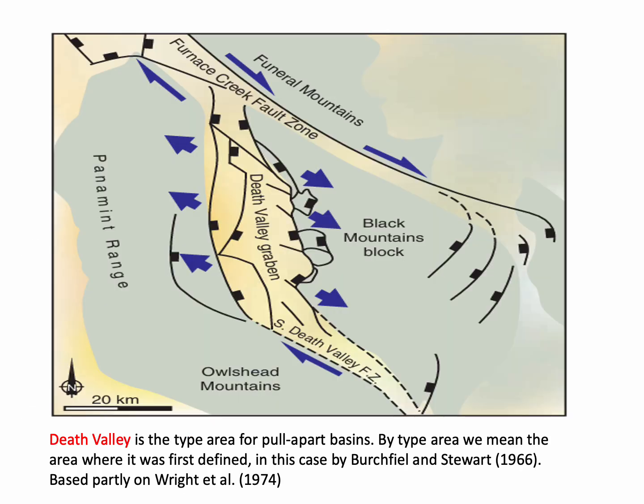Here we see an example of Death Valley. Death Valley is basically the type area for the pull-apart basin. In this diagram you see the extension setting. Due to this extension we create this valley region. So this is the Death Valley region, and it is basically an example of a pull-apart basin.